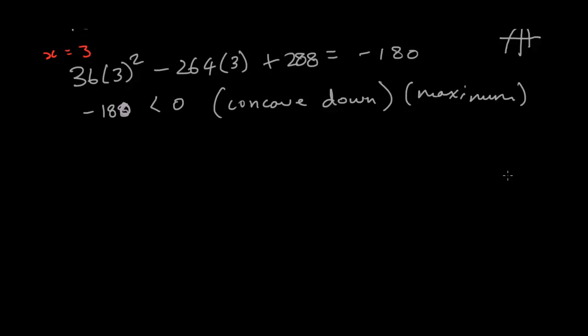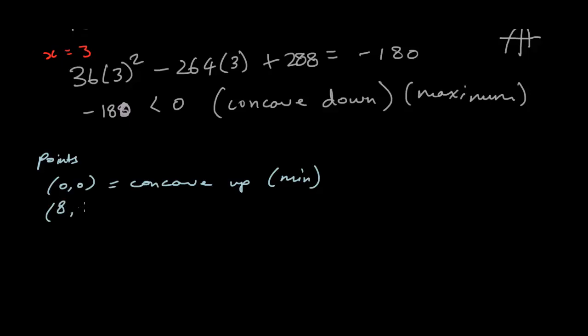All right, now we've found all this. What do we do now? Well, let's just plot it all out. So let me just do that for you now. I'm going to plot it all out and I'll just show you what I mean. So we've got the points. These are the stationary points, as I said. We've got 0, 0, and at that point it is concave up, which is a minimum. We've also got 8, 1024, which is also a concave up minimum.